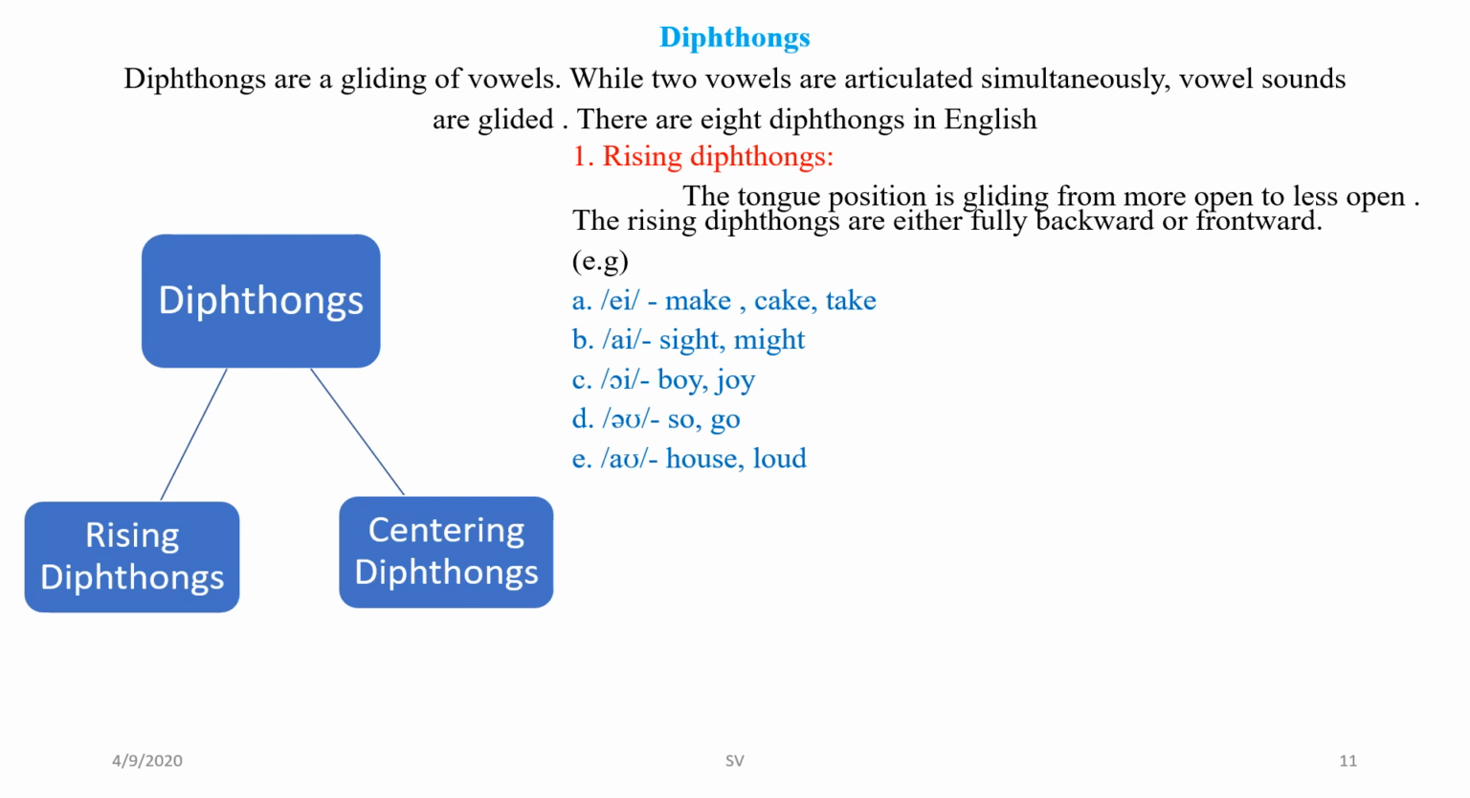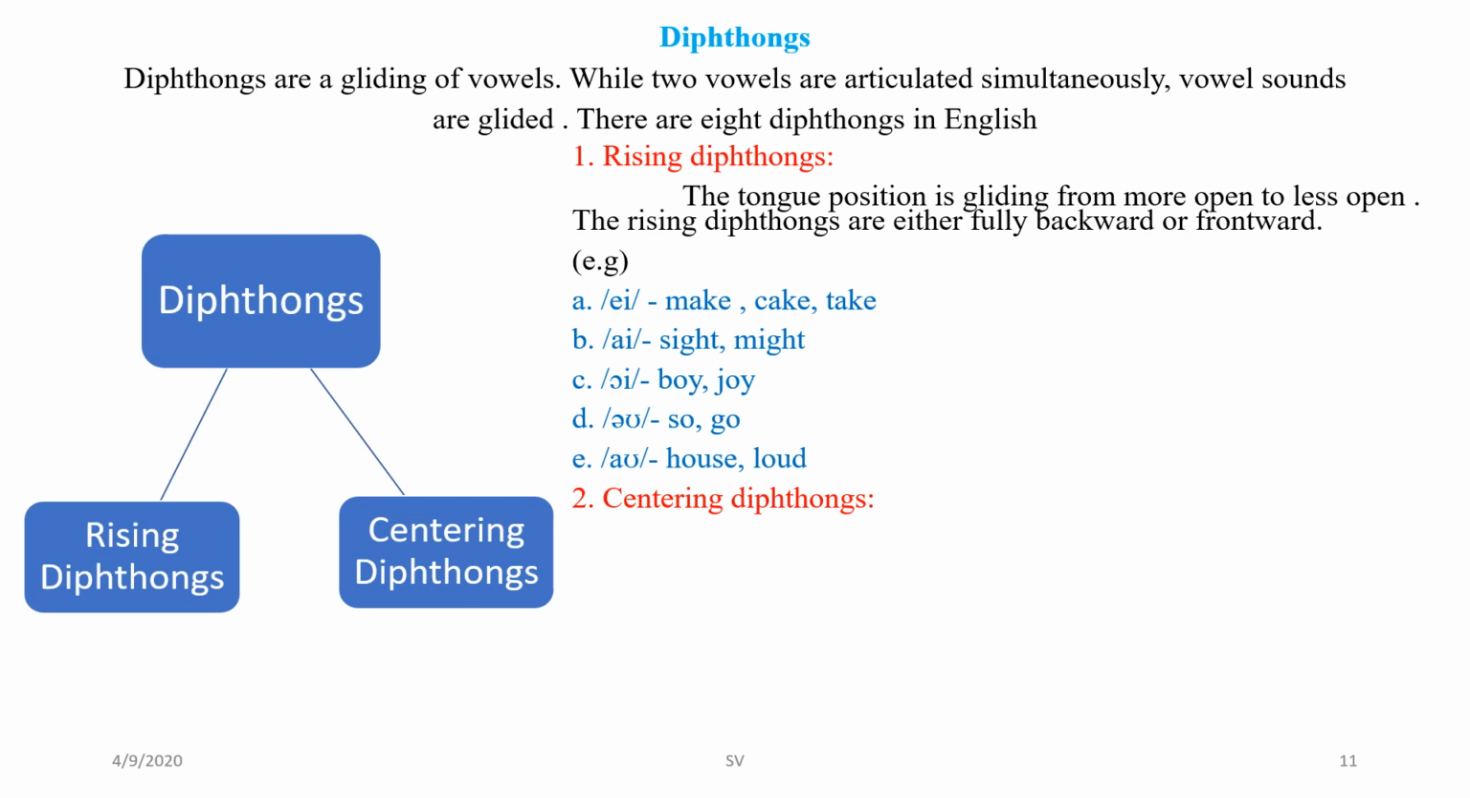Example, A. Example: make, cake, take. B is pronounced I. Sight, might. C is pronounced oi. Boy, joy. D is pronounced ow. E is pronounced ow. House, loud.